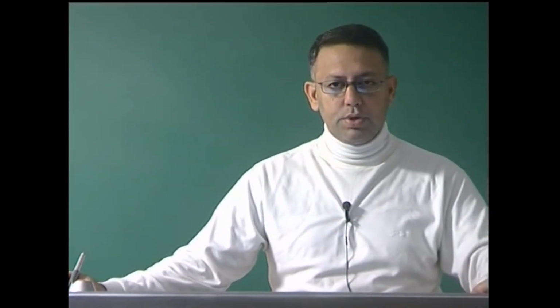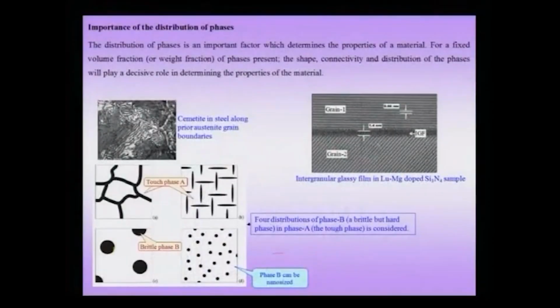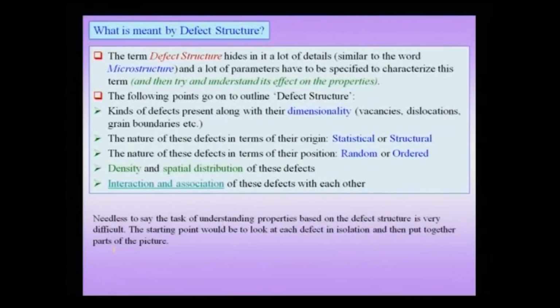In understanding the distribution of phases, implicitly we have introduced one kind of defect, which is the interface between phase A and phase B. To understand the properties of materials, we have to understand not only one kind of defect, but what is called the entire defect structure in the material. So, we ask ourselves the question, what is meant by the defect structure?